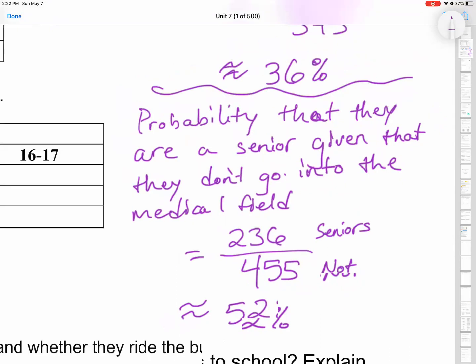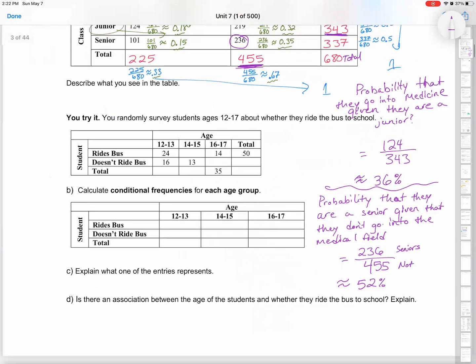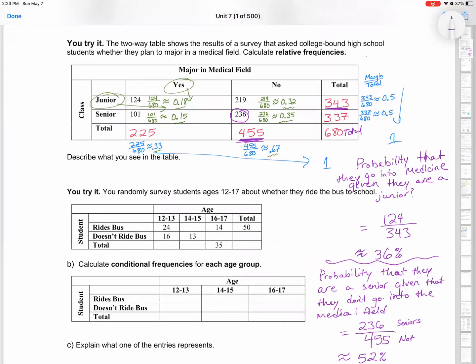All right, go ahead. Feel free to pause the video if you have any questions at all. I just wanted you guys to see these types so that you have some exposure to marginal distributions, joint probabilities, conditional probabilities with a table.